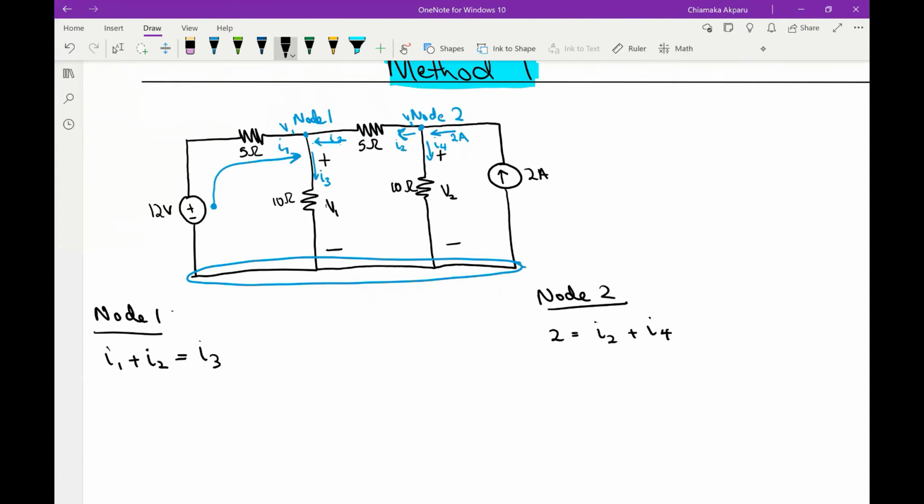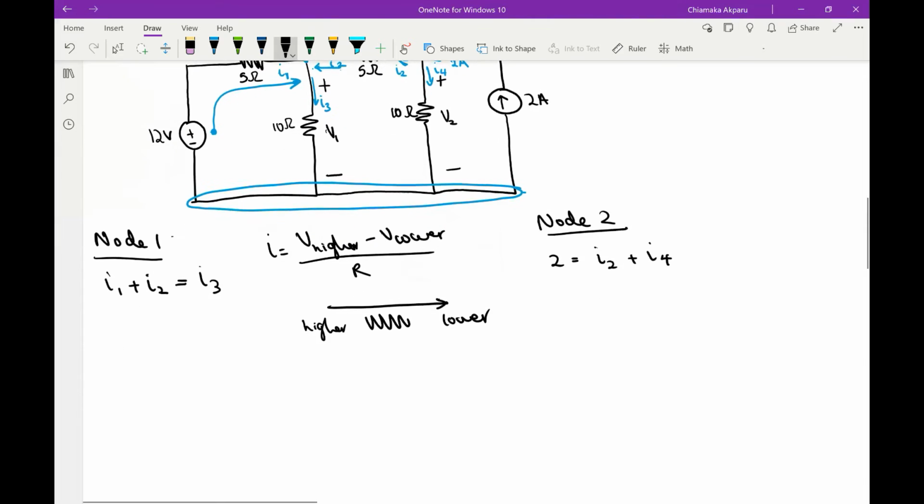Remember, for these, you have I is equal to V higher minus V lower over the resistance. For that, you know that if the current is going this way, since there is a resistor in the middle, we know that this side must be higher and this side must be lower due to the voltage drop. Remember this whenever we're writing our equations.